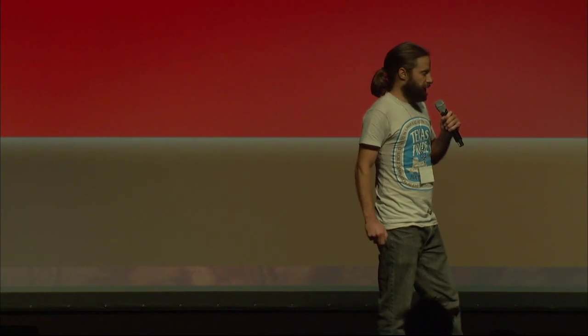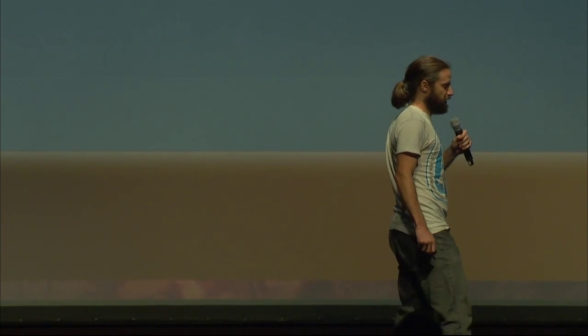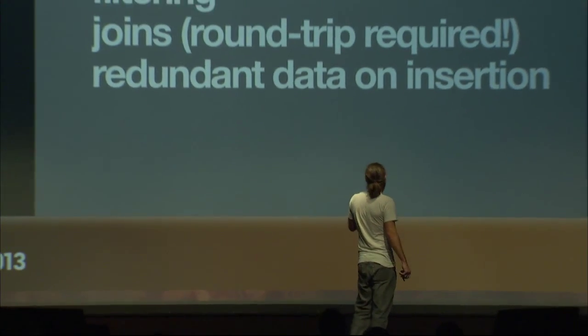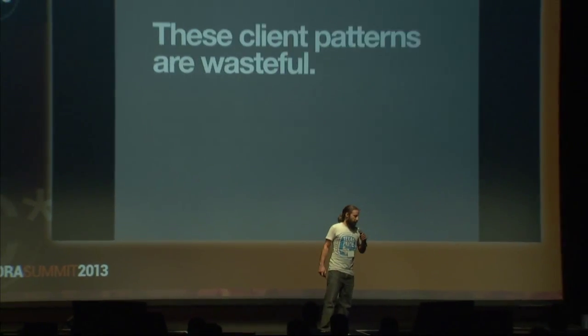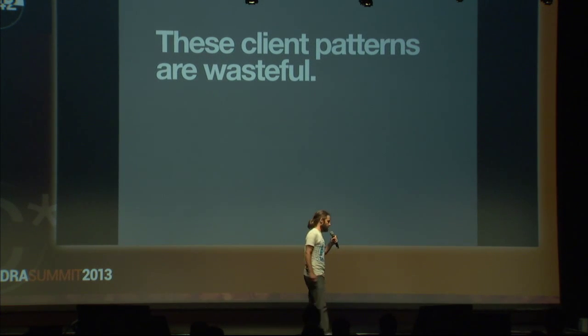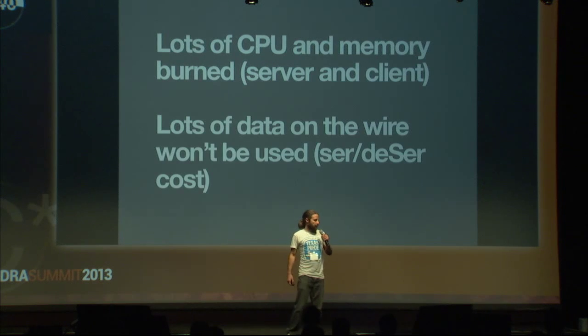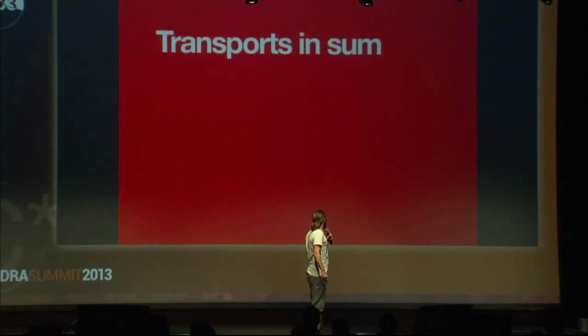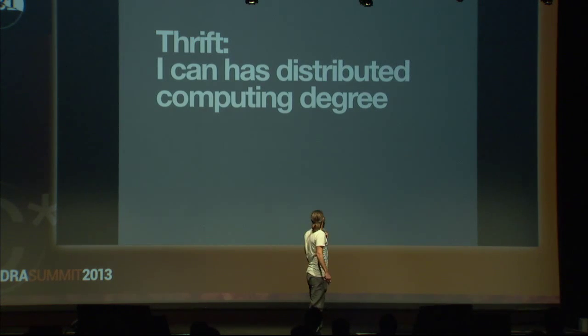So there's a lot of options for CQL and Thrift. Why create something new? Common client patterns emerge: union operations, aggregations, filtering, joins, round trips required. You get redundant data on insertion. These can be wasteful and cost a lot of CPU and a lot of memory, both over the wire and elsewhere. So the way to cut down on those is to move some of these things into the server. In general, what you have here is Thrift.